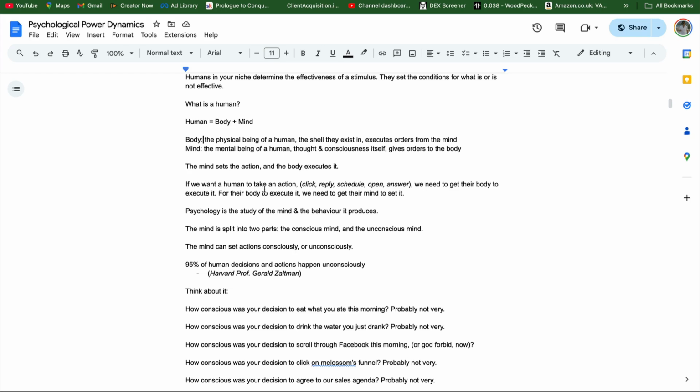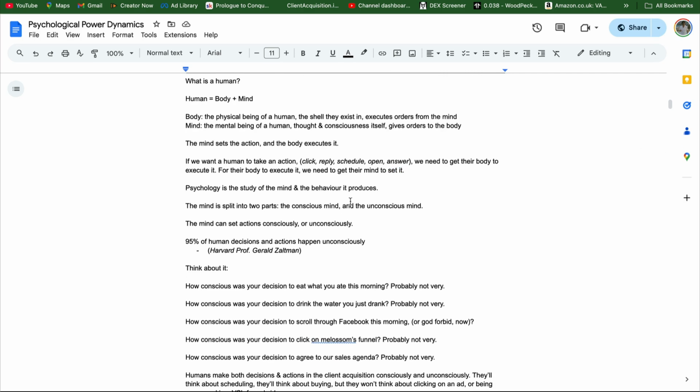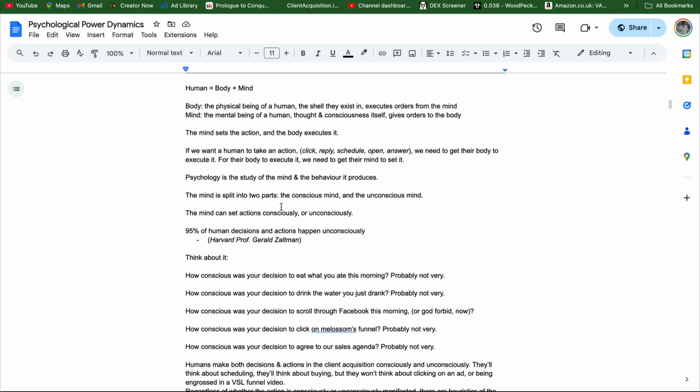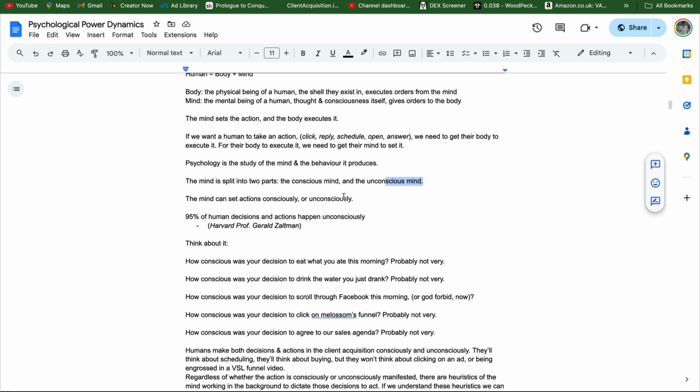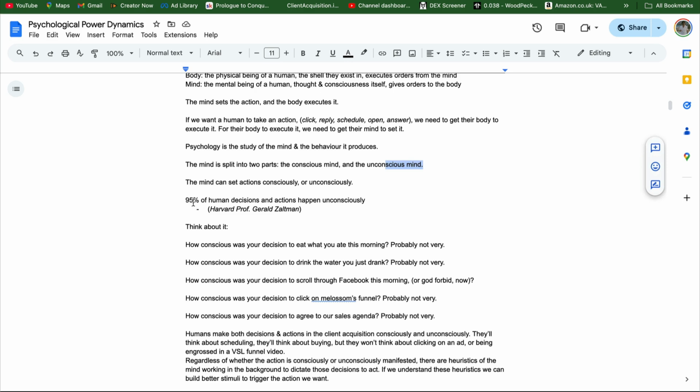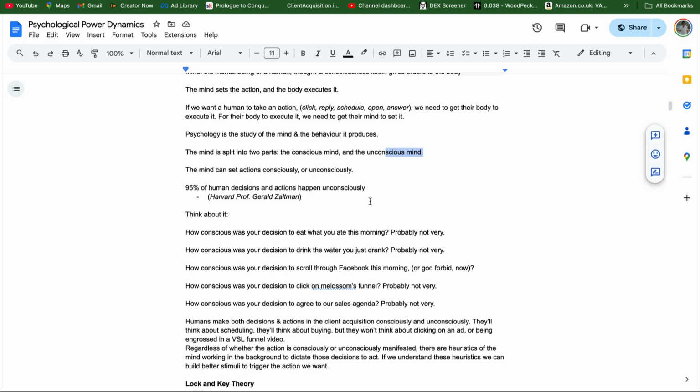So if we want a human to take an action, aka click, reply, schedule, open, answer, we need to get their body to execute it. And for their body to execute it, we need to get their mind to set it. So psychology is the study of the mind and the behavior it produces. And the mind is split into two parts, the conscious mind and the unconscious mind. And the mind can set actions consciously or unconsciously. And so 95% of human decisions and actions happen unconsciously.